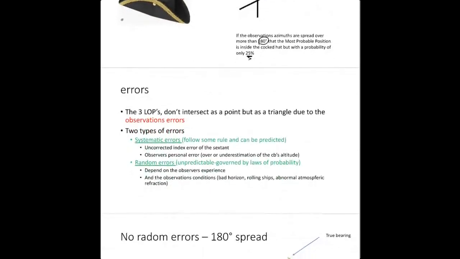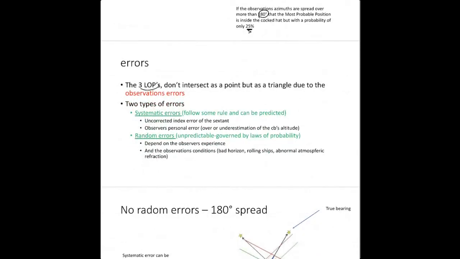Okay, voilà. Now, normally, as I already told you, the 3 lines of position of the 3 observations that you have done don't intersect at 1 point, but they form a triangle due to the errors that we make in our observations. Now, when we talk about errors, there are 2 types of errors. First of all, we have systematic errors, which can be predicted. They follow a certain pattern, a certain system, and so they can be predicted. This is something like the uncorrected index error of your sextant, which is one of the errors.